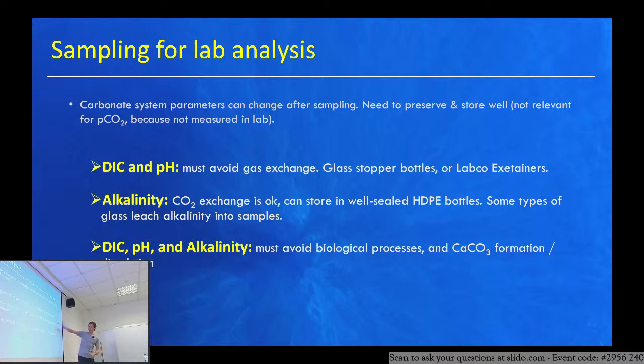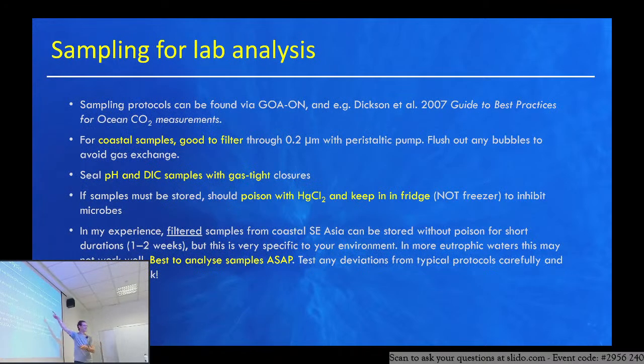For alkalinity, that doesn't apply, so CO2 exchange is fine. You need to make sure your bottles are well sealed so you don't evaporate or lose water. For DIC and pH, glass sampling bottles are great. For alkalinity, certain types of glass can leach alkalinity, so HDPE can be good. And for all of them, in general, you want to avoid biological processes.